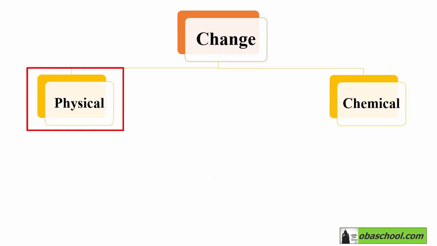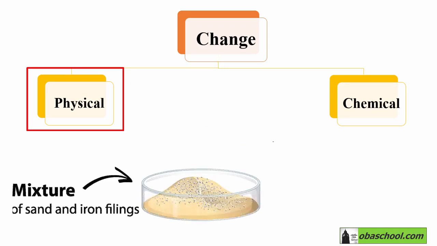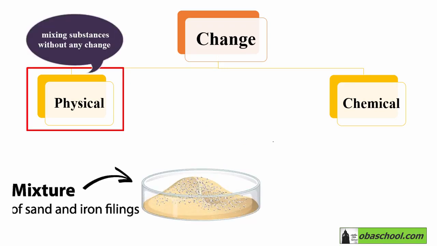In a physical change, we can mix two or more substances together, however, none of them will change. So no change in the properties and identities of the substances being mixed will occur.